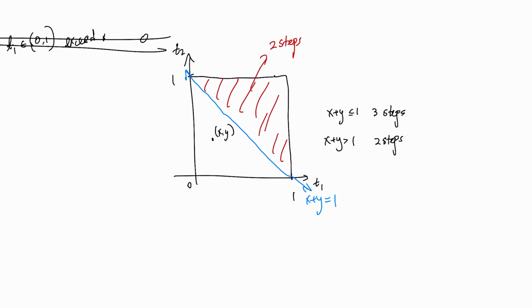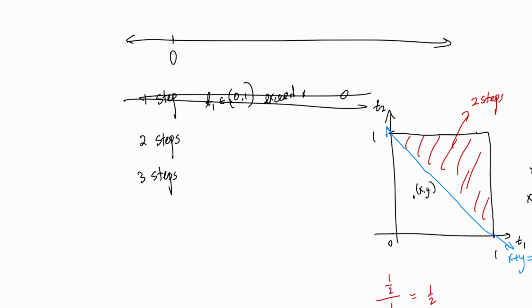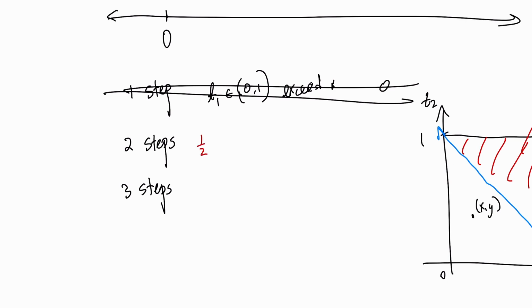And because she chooses the numbers uniformly and independently, that has exactly the probability of the area of that. So the area is 1/2 over the total area of 1, so the probability is going to be 1/2. So the probability of taking 2 steps is 1/2, so the rest is going to be 3 steps. The probability is also 1/2, 1 minus 1/2, depending on how you look at it.